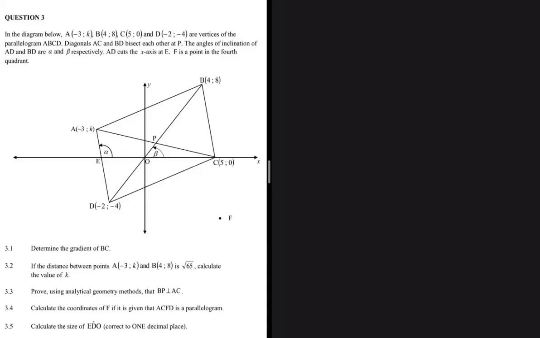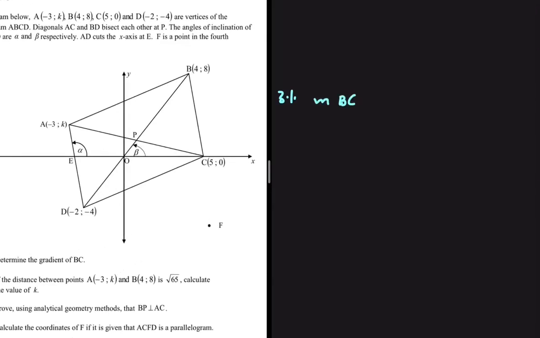The question starts off fairly weak with 3.1, just asking us to find the gradient of BC. So we are given all the coordinates of B, and we are also given the coordinates of C. So we're supposed to substitute directly, not trickery whatsoever.